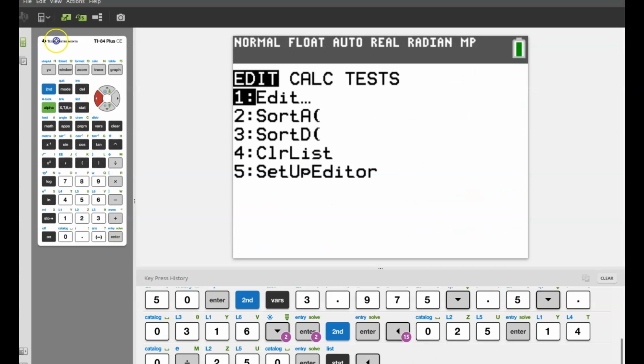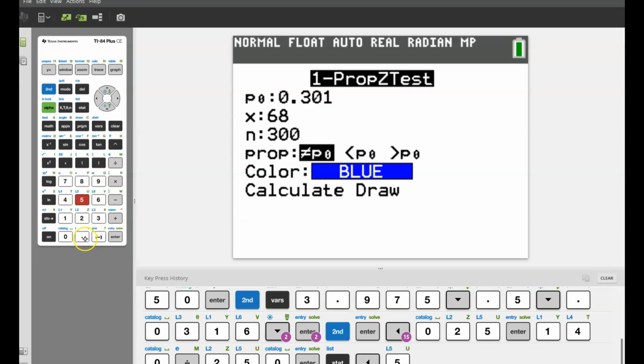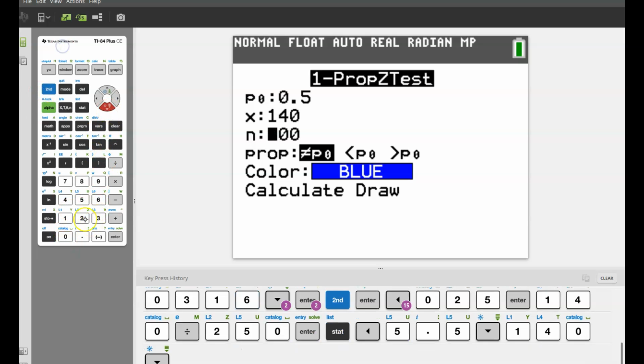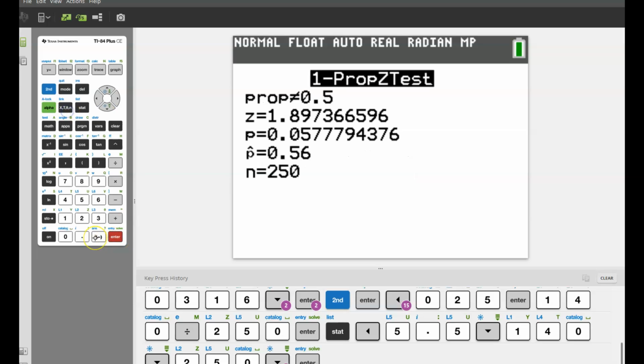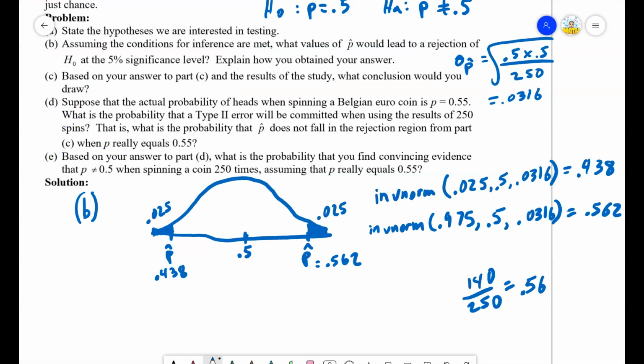We would do stat test, and this would be a 1 proportion z test. We're going to test 0.5 against the 140 out of the 250 that we got, and it's a two-tailed test. So we're going to expect our p-value is going to be a little bit bigger than 0.05, and it is. It's 0.058, okay? So if we take the direct hypothesis test approach and look at the p-value compared to alpha, the p-value is bigger than alpha, so we would fail to reject H naught and not have significant evidence there.